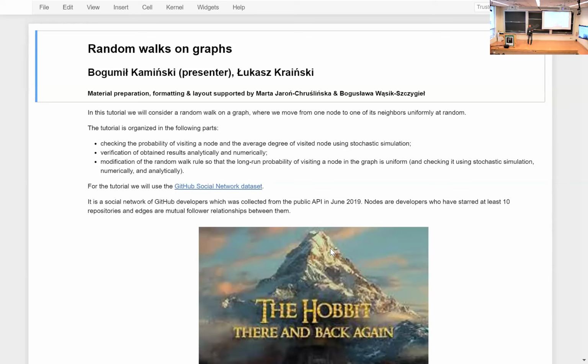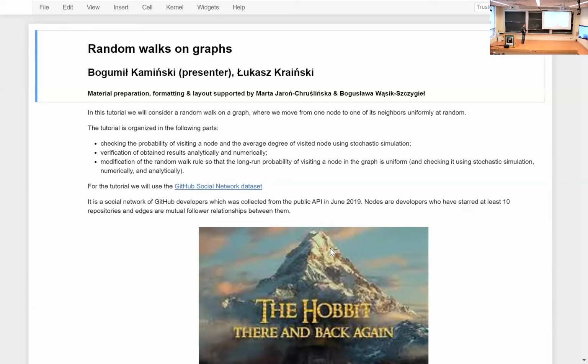So the second part, I will say, but what if we wanted a walk that actually visits each node with the same probability in the long run? And I will do the other way around. So first I will say, okay, what could be the analytical idea that would allow us to get such a walk? Then I will verify it numerically. And finally, I will run a simulation to check if our analytical idea verified numerically actually works with simulation.